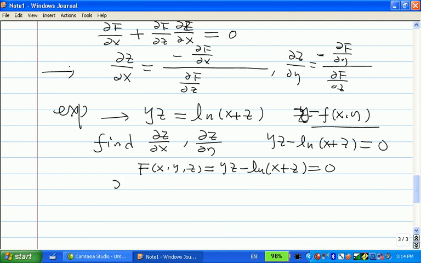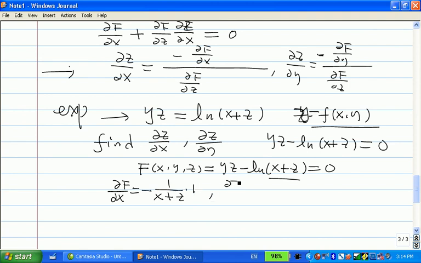Now let's find the partial f with respect to x first. We're looking for partial f with respect to x. That means you treat yz as a constant. So you take the derivative of the first term, yz, there's no x, you treat it as a constant, and that gives you 0. Then take the derivative of the second term, which gives you minus 1 over (x plus z). Then you take the derivative inside with respect to x, treat z as a constant, and that just gives you 1.